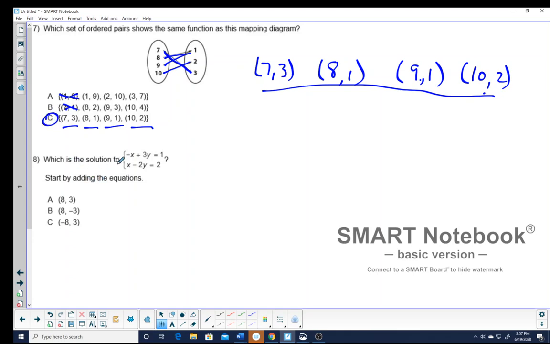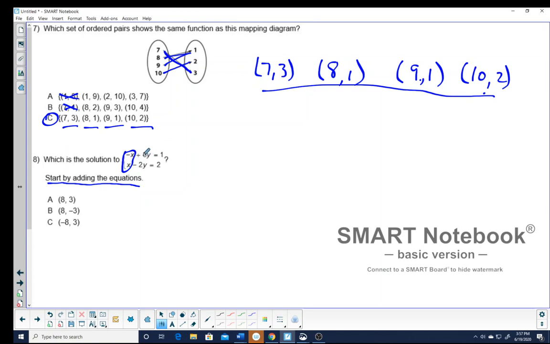And then on 8, it says, what's the solution to this system of equations? And they give you a clue here telling you to start by adding the equations. So if you add the terms in these two equations together, what do you notice happens with the x terms? Since these are opposites, negative x and positive x makes 0. That eliminates the x's, so that's what you want.